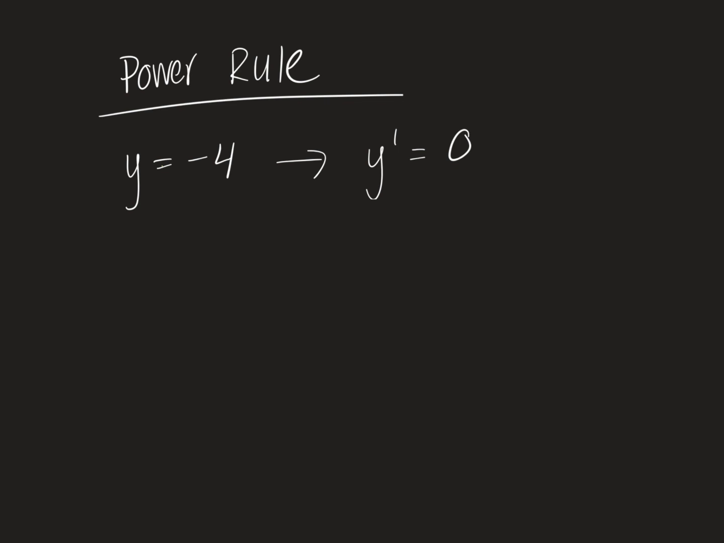Okay, and if it's just a variable, so let's say f of x is x, then the derivative f prime of x would just be 1. Okay, again, that's just a variable and there are no exponents. Right, and then we started talking about the power rule.